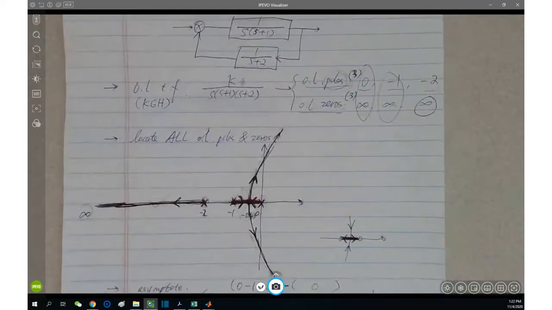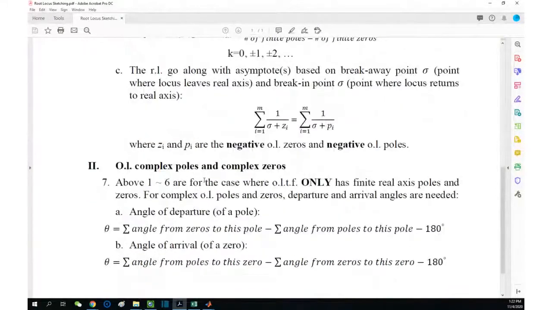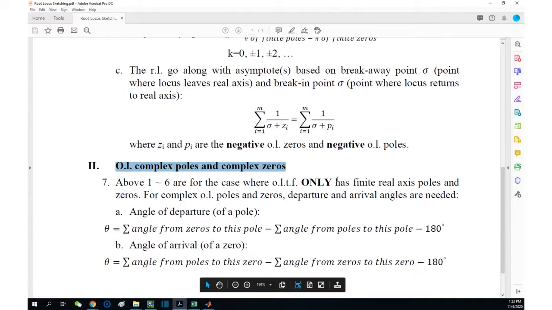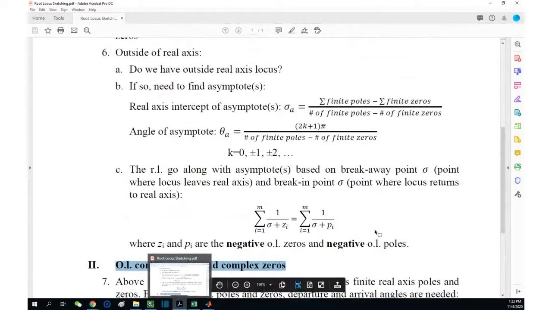And that's it. Of course, if you go to the handout here, we have section 2. However, section 2 is for the case where you have open loop complex poles and open loop complex zeros. I'm not planning to give any in the exam either. If you're interested, you can try this. A little bit complicated, but it's doable. We don't have any in example 1 here, so we can ignore section 2.